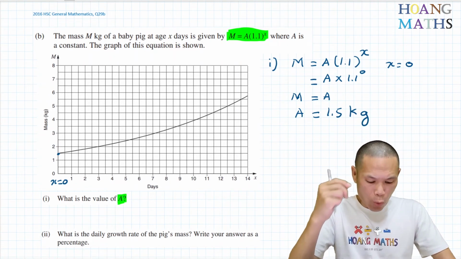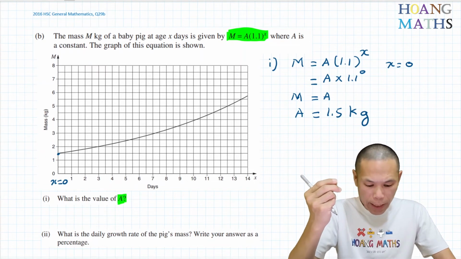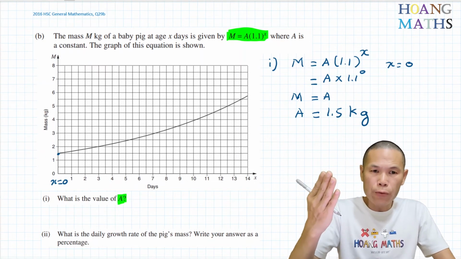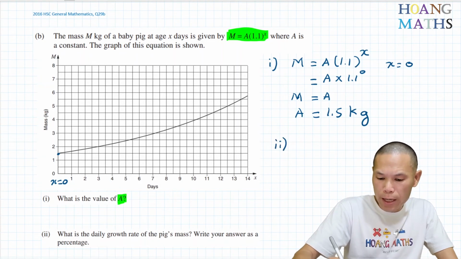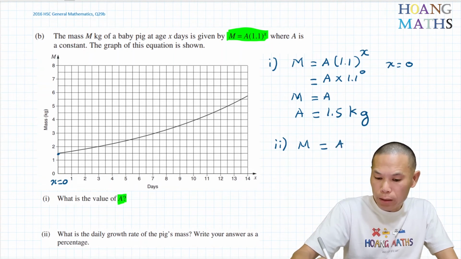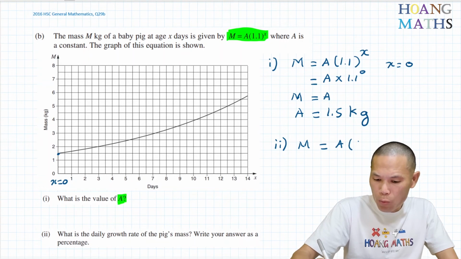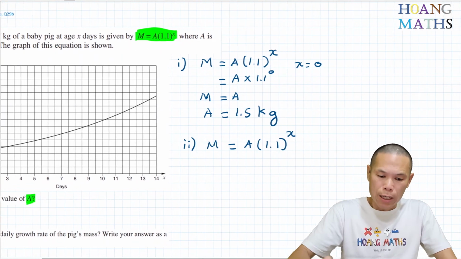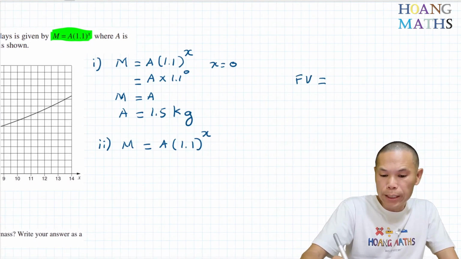Part 2: what is the daily growth rate of the pig mass? Write your answer as a percentage. So first of all, we know that M, let me write part 2 first, M is equal to A, or you can write 1.5 if you like, times 1.1 power of X.